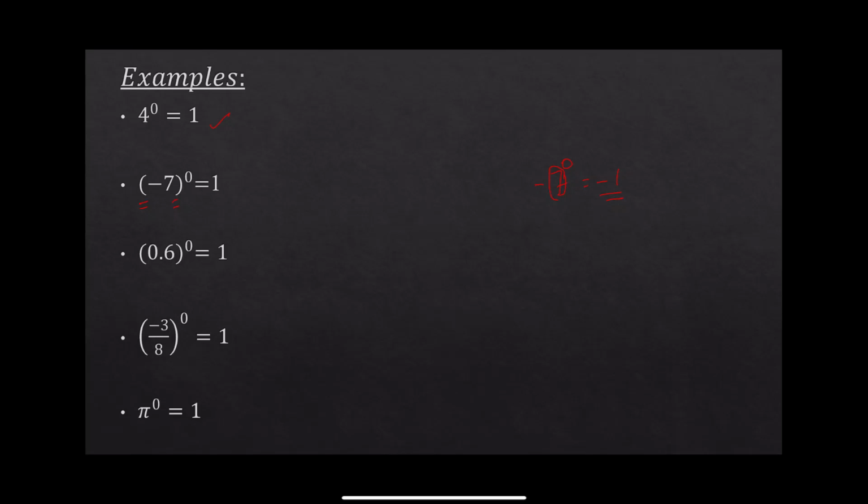If we have a fraction, 0.06 to the power 0, the answer is 1. What about negative 3 over 8 raised to the power 0? It is equal to 1. Irrational numbers: pi raised to the power 0 is equal to 1 as well.